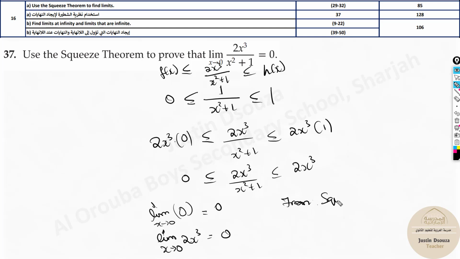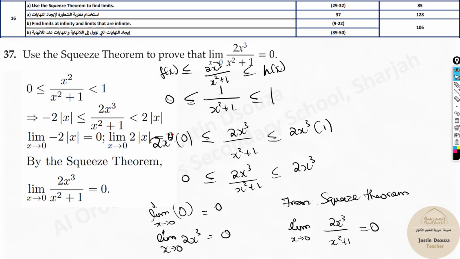From the squeeze theorem, since we have written all this, it's understood over here. The limit as x tends to 0 for 2x cubed by x squared plus 1 will be equal to 0, because the limits over here tend to 0. And that's the answer, you can see.